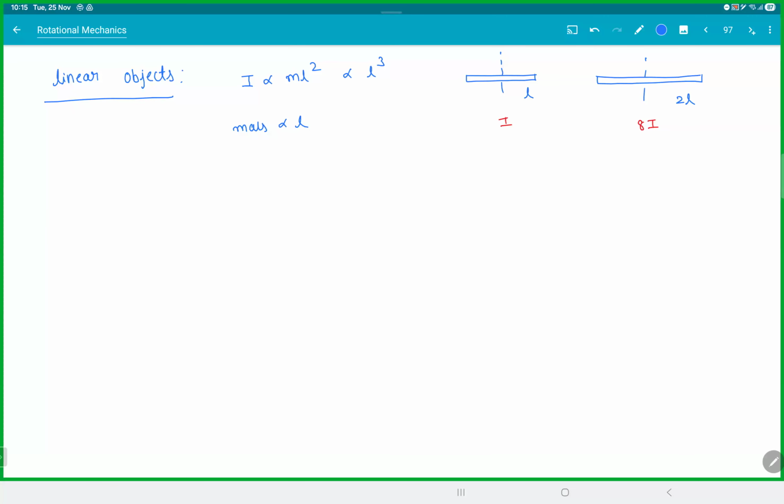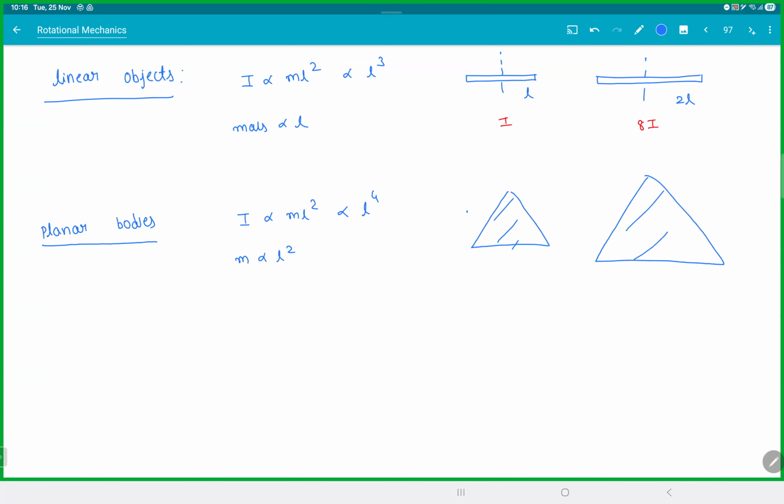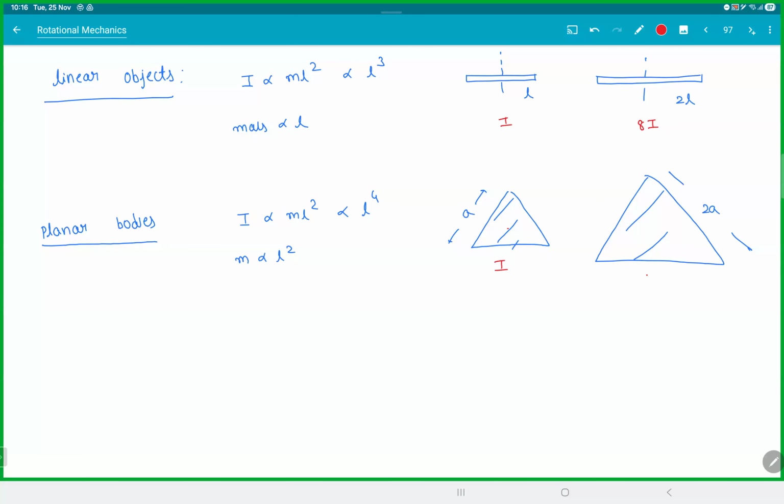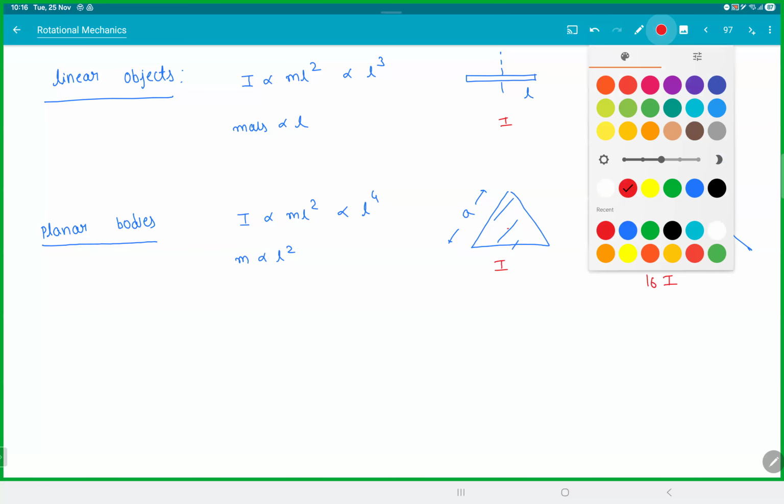If you take planar bodies like sheets, I is proportional to ml square. For the sheet, mass will be proportional to side square. So this will be L power 4. That means if you take a triangle, and if you take a bigger triangle, let's say if this side is A, and if this side is 2A, so if this moment of inertia is I, then this moment of inertia is 16I, about the same axis or centroid or whatever.